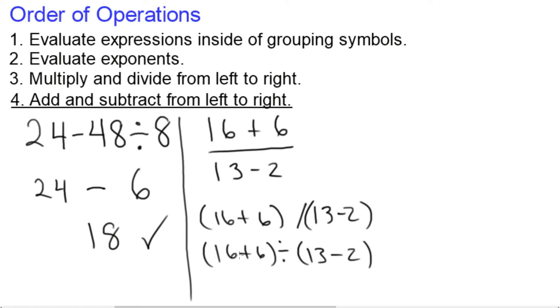And we know parentheses is always first. So whenever I'm solving an order of operations expression, I always look for parentheses first. And so now we do what's inside parentheses first. We have 16 plus 6, 22. Parentheses goes away, divided by 13 minus 2, 11. And we know 22 divided by 11 is just 2.